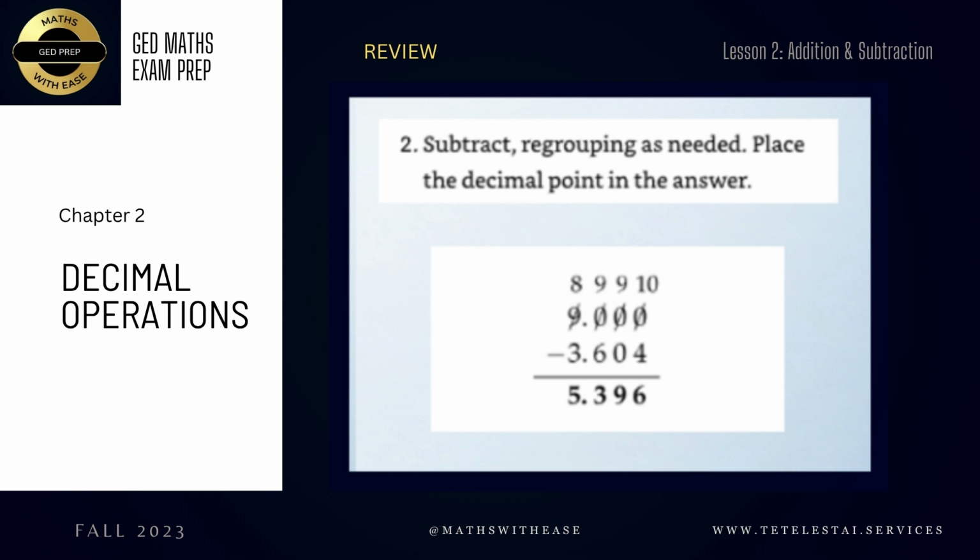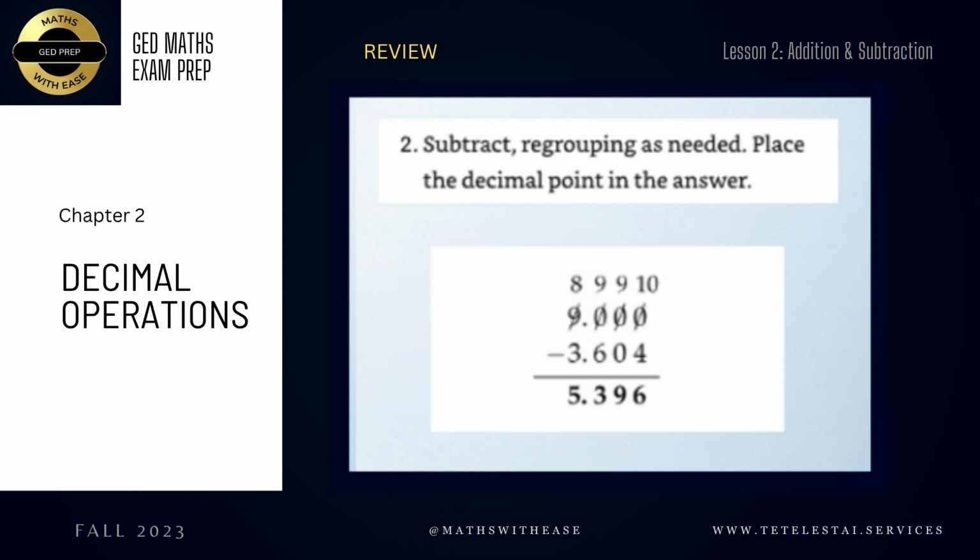So in this case, since we have 0 in the thousandths, we have 0 in the hundredths, and we also have 0 in the tenths. That means we need to borrow from the tens column in the whole number section, right? So we borrow 1 from 9, that leaves us with 8. So you put a line through 9, write down 8.